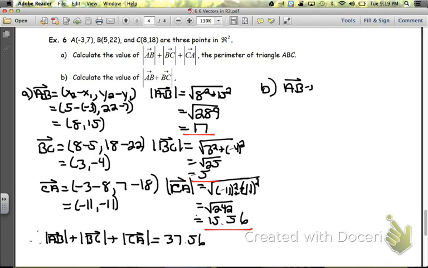So AB plus BC will just be equal to (8 plus 3, 15 minus 4). Those values come from our AB and our BC, the values we found in part A. So that will be equal to (11, 11).